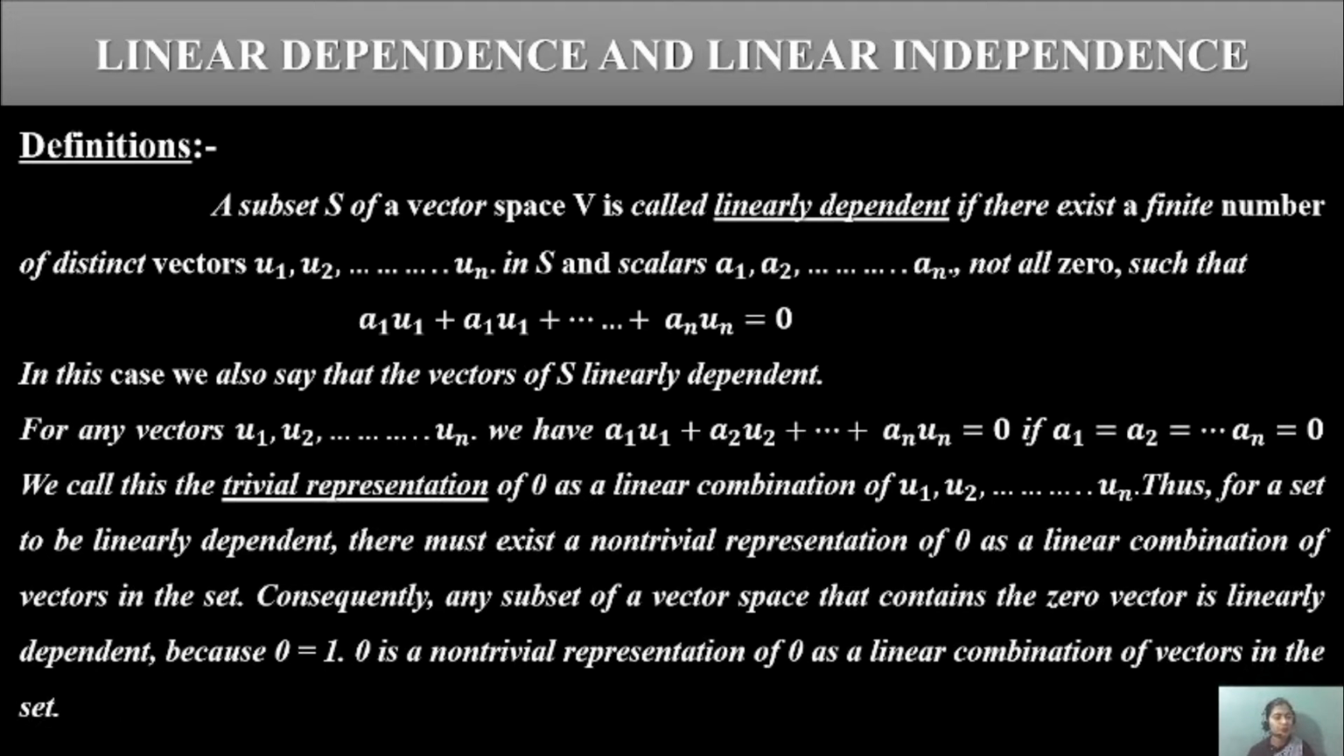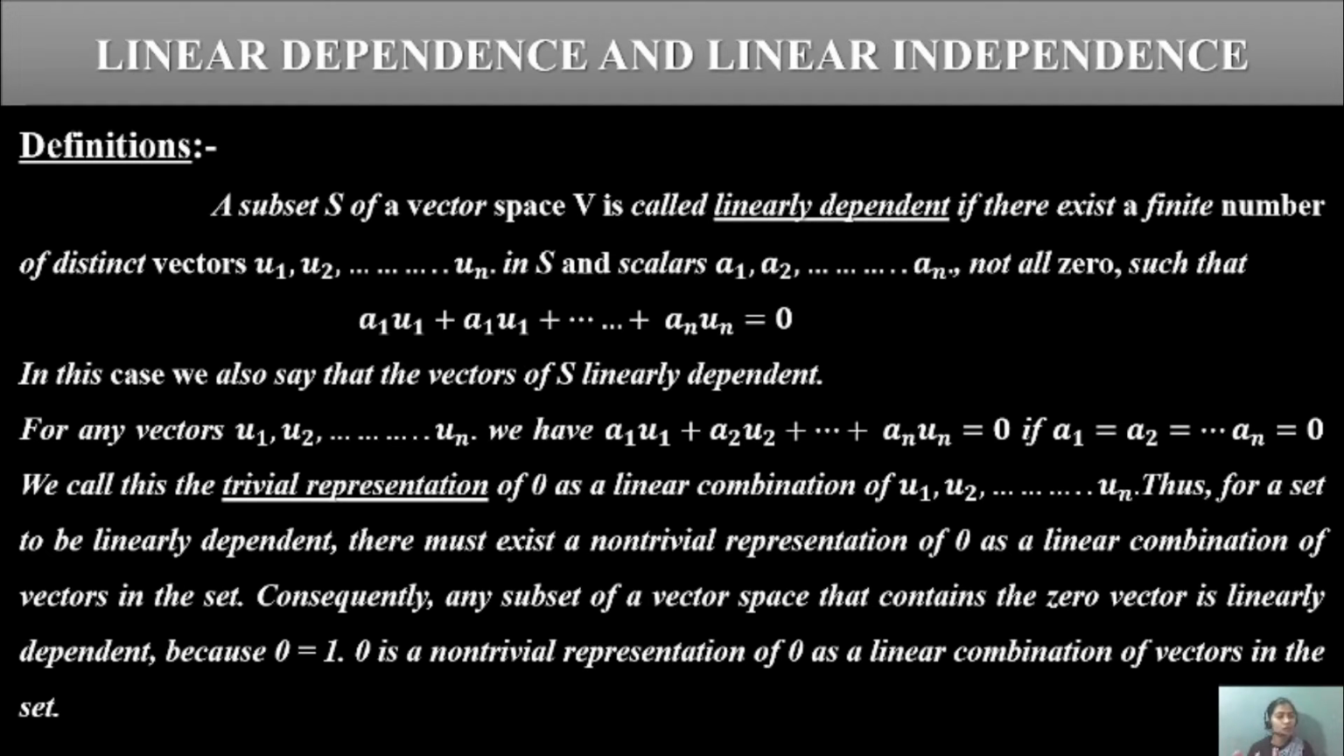A subset of the vector space exists with a finite number of vectors u1, u2, to un and scalars a1 to an, but not all zero. All the vectors multiplied in the form are not considered as zero. This will be generated in this case. For example, we consider any vectors u1 to un, and the form a1 u1 plus a2 u2 plus up to an un equals 0.